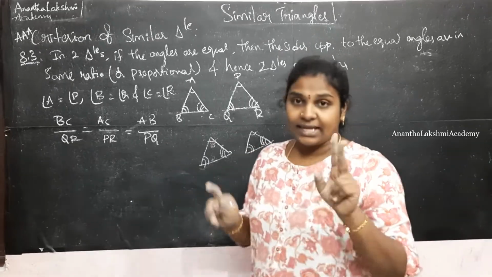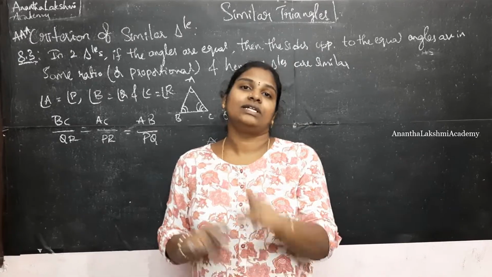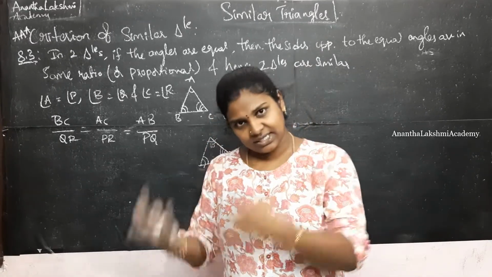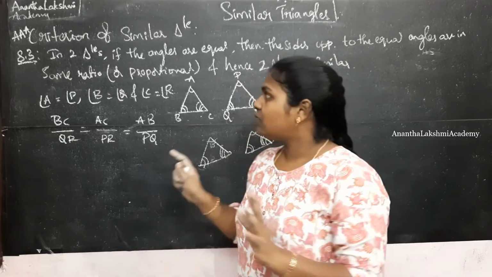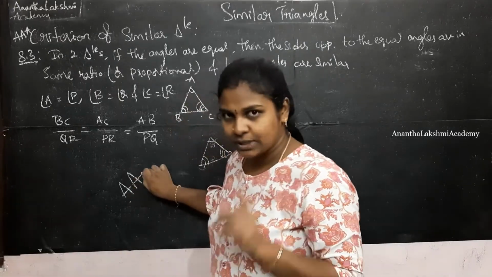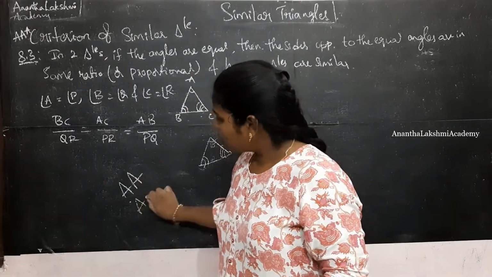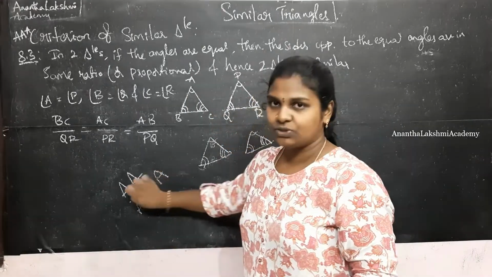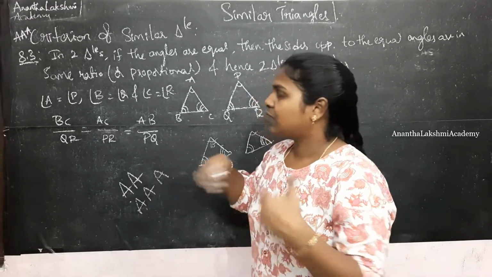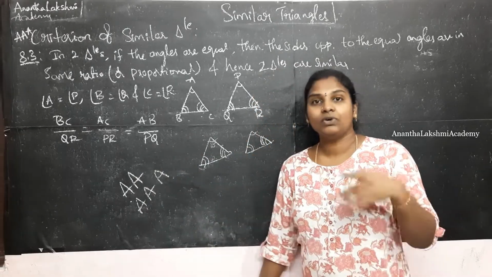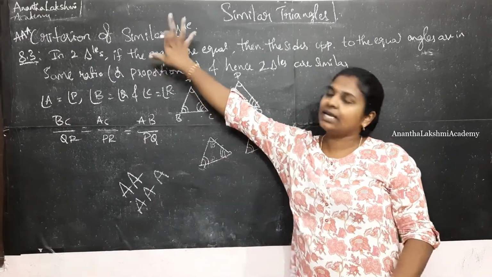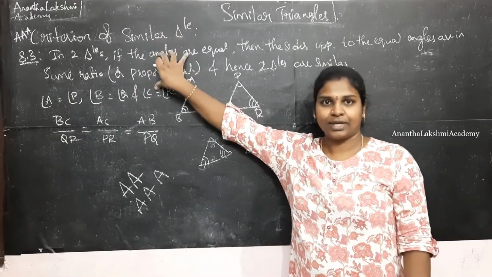When either two of the angles are equal in the triangle or three angles are equal, when two angles are equal, eventually the third angle is also equal. So what I am trying to say is, when two angles are equal, AA, or when all three angles are equal, eventually the third angle will also be equal. So in the problems, if you are given that two angles of two different triangles are equal, then we can use this theorem.